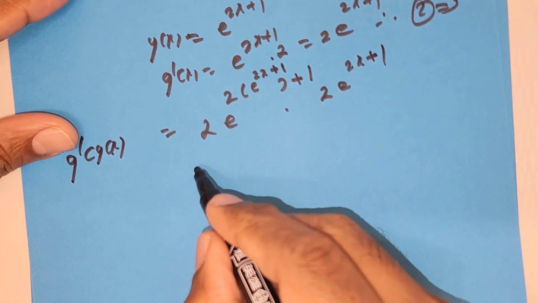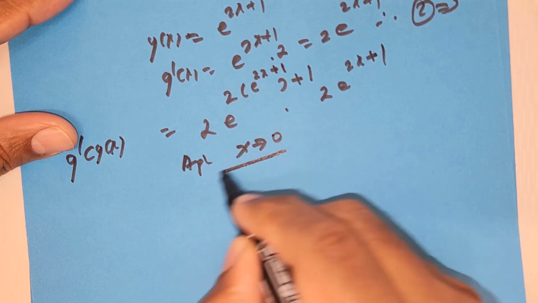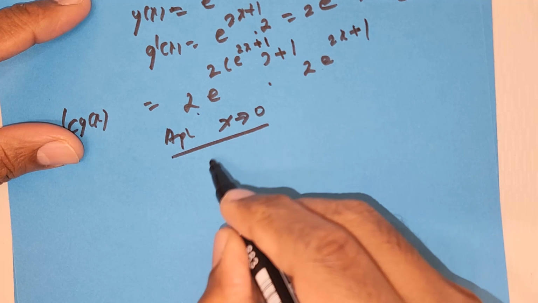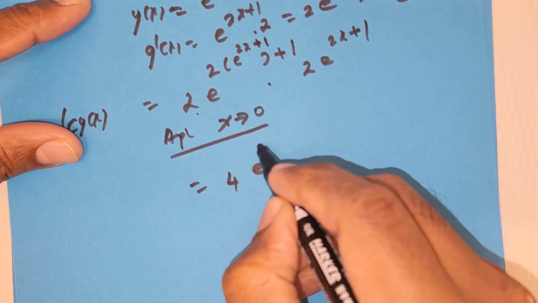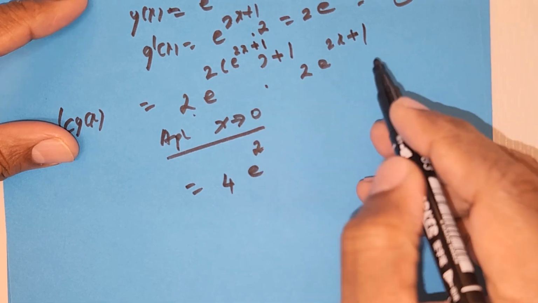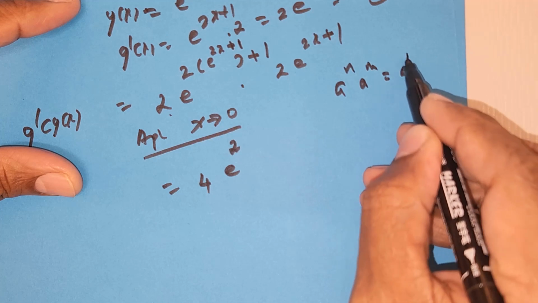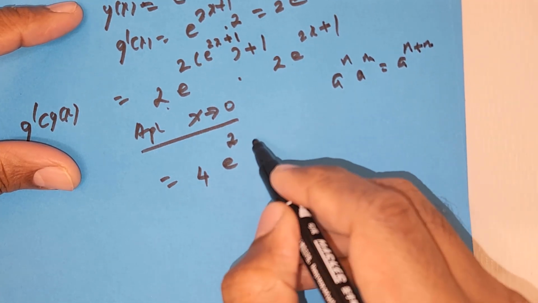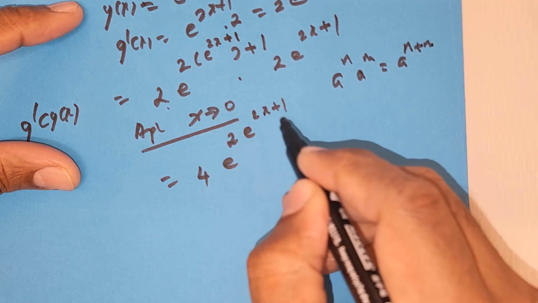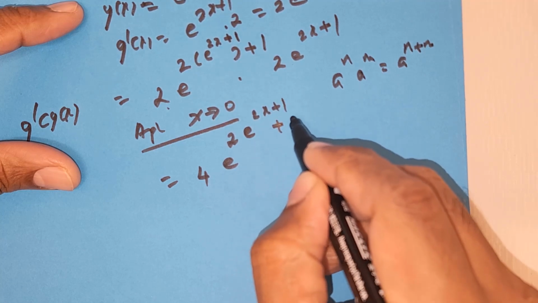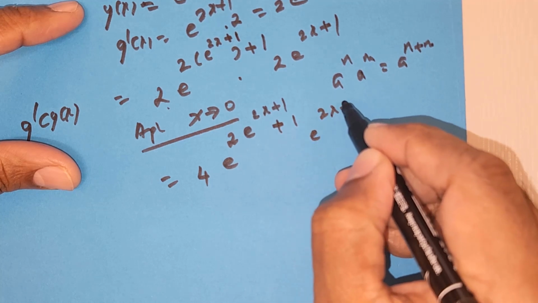Now we have to apply the limits. Applying limits. What is the limit? x is tending towards 0. 2 into 2 is what? 4. So you have e raised to the power of 2 times, see there's a formula, a raised to the power of n times a raised to the power of m is equal to a raised to the power of n positive m. So we have 2 times e raised to the power of 2x positive 1 multiplied with e raised to the power of 2x positive 1.